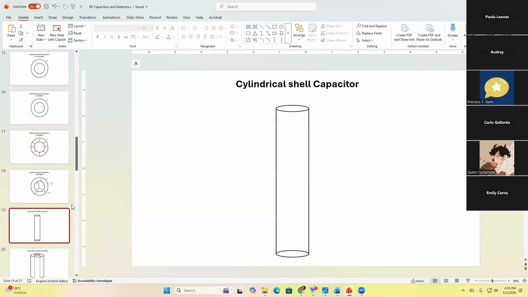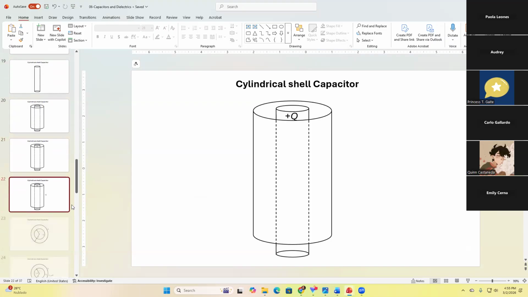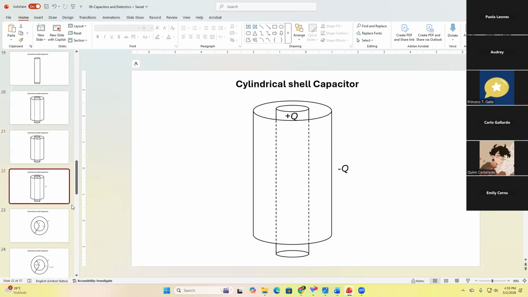Here you go, another configuration of the capacitor, the cylindrical shell capacitor. Concentric cylindrical shell capacitor. And that's the configuration that we're going to use in our second lab. One is going to be charged. Which one is charged positively doesn't matter. It can be whatever you want. The outer one can be positively charged and the inner one negatively charged. Okay, so here you go, negatively charged outer one.